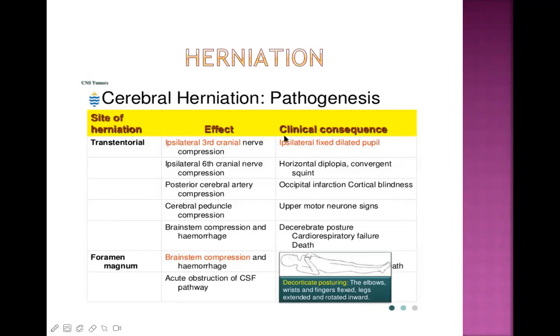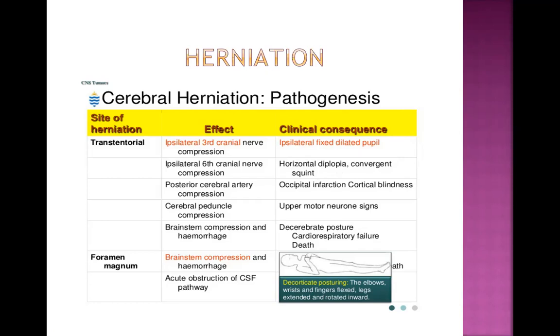Okay. Now, what happens clinically? If third cranial nerve is affected on the ipsilateral, means same side, there is fixed and dilated pupil on the same side. Okay. If ipsilateral, or same side, sixth cranial nerve is compressed: what is the function of sixth cranial nerve? Which muscle is supplied by sixth cranial nerve, or abducens nerve? Lateral rectus muscle. So there will be convergent squint because medial rectus is still normal. So there will be convergent squint in the patient, and the patient will complain of double vision. This is called horizontal diplopia.